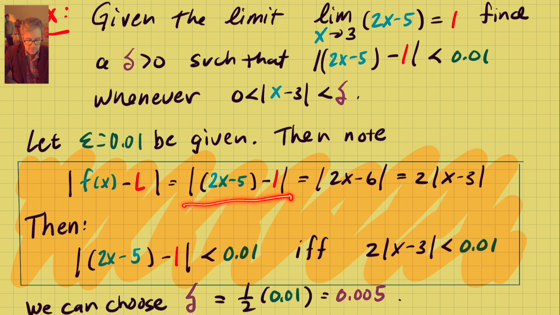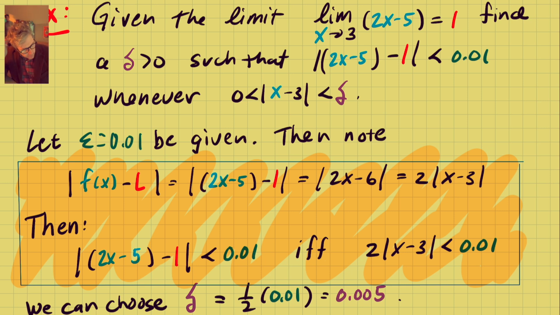f(x) minus L. Right, and so 2x minus 5 minus 1, of course, that's just 2x minus 6. And we notice that in this case, we can factor a 2 out of each of these. Right, and so we do that and we get 2 times the absolute value of x minus 3.